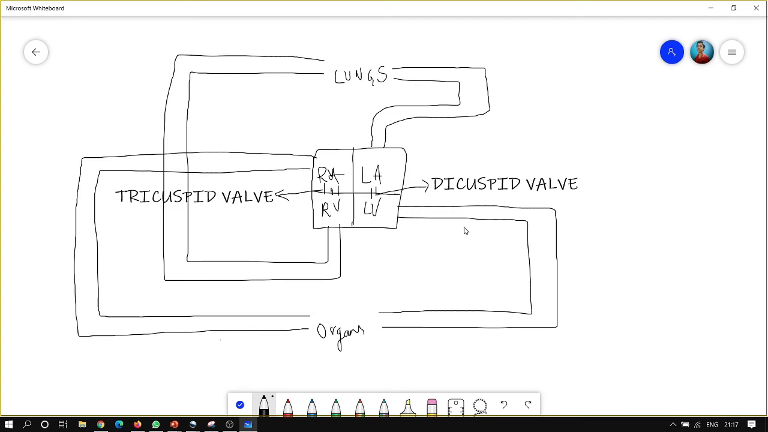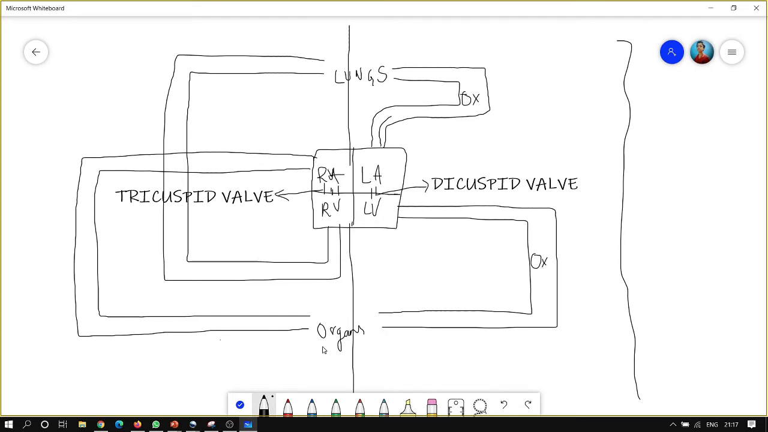Now the main thing that flows in it: let us just make a partition down here. Guys, always this part of this diagram carries oxygenated blood. So the main mechanism is after you breathe in, oxygenated blood comes from your lungs to the left atrium, and from the left ventricle it goes to all parts of the body carrying oxygenated blood. Remember, always oxygenated blood.